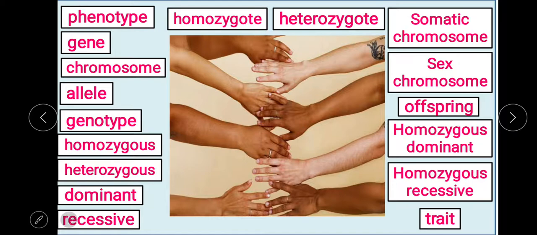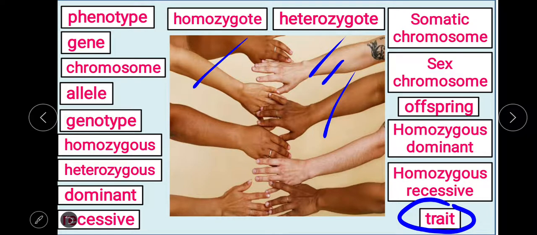In this picture, we see a variety of skin colors. We have light skin, we have dark skin, we have brown skin. All of these are examples of traits or characteristics unique to every individual. This individual has a light skin trait. This individual also has a dark skin trait, and this individual has a brown skin trait.